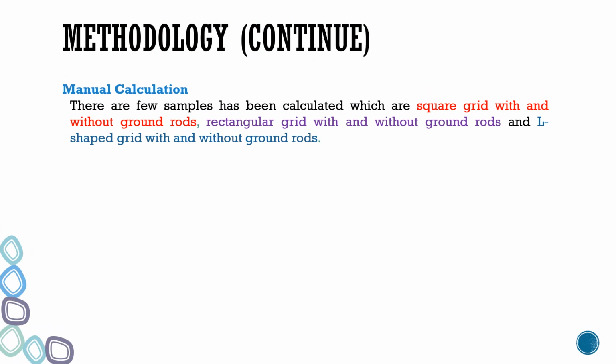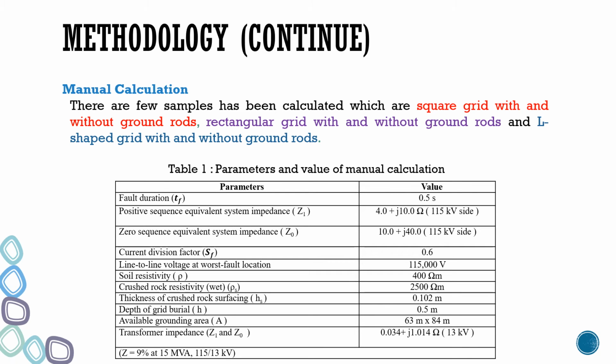There are a few samples that have been calculated, which are square grid with and without ground rods, rectangular grid with and without ground rods, and L-shaped grid with and without ground rods. Table 1 shows the parameters and values of manual calculation.